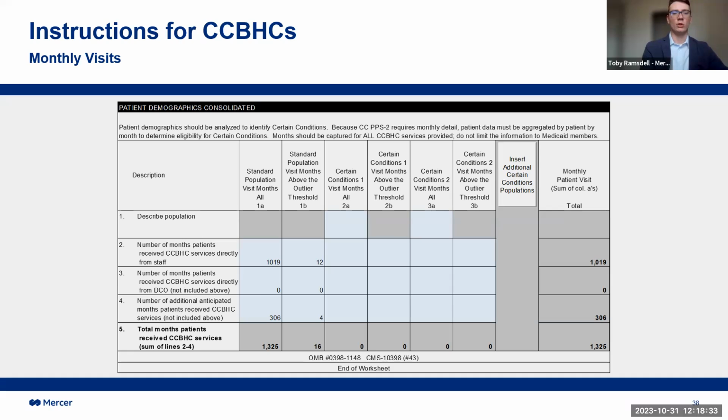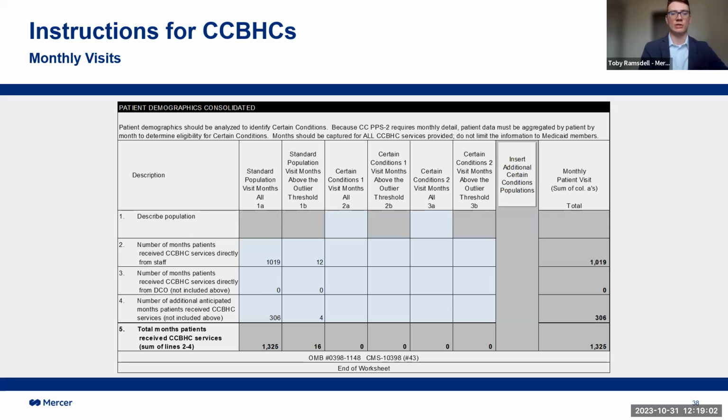Note that these 12 claims that exceed the outlier threshold are actually a subset of the 1,019 unique patient month visits. So the total visits — I think what's key to understand is that the outlier population is a portion of all visits. So those numbers, the outlier population, is like a subset of total visits.